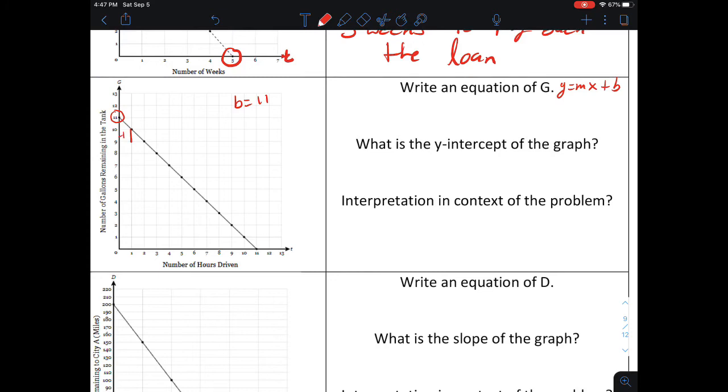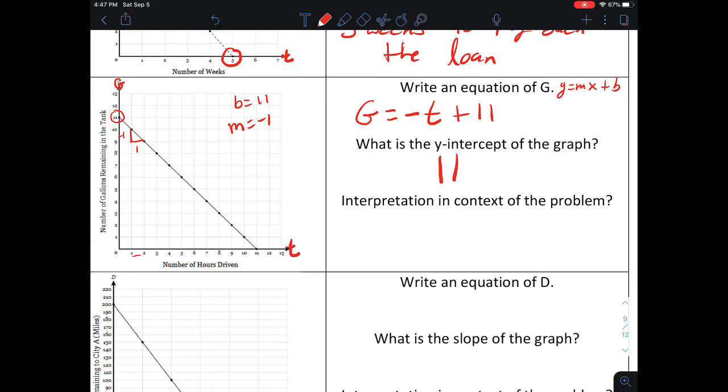I want to get my slope. Now, I went down 1, and then I go right. Pay attention to our scale. I went right 1. So the slope here is negative 1. And so our equation needs to be in terms of G, because G is really the y, and T is the x. So we'd say G equals negative T plus 11.